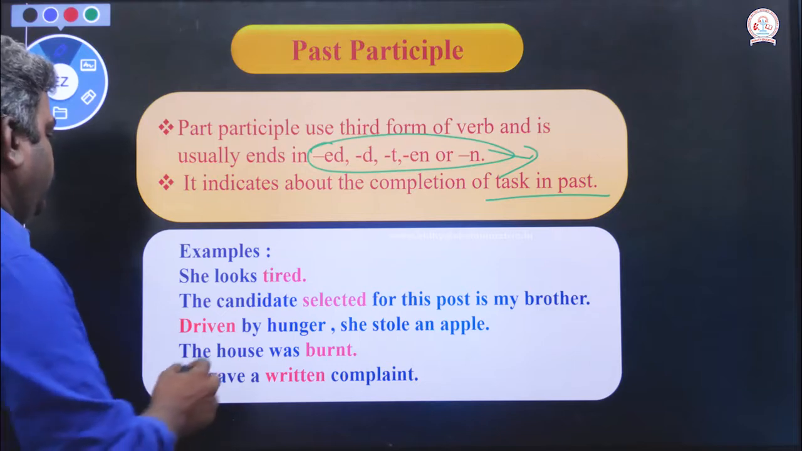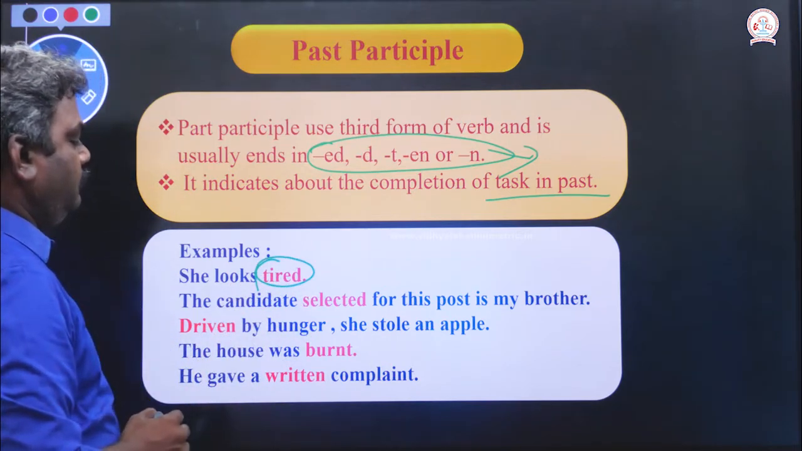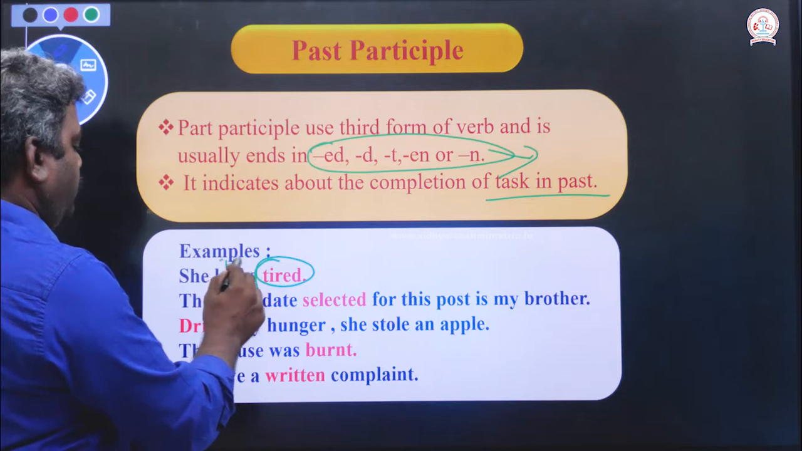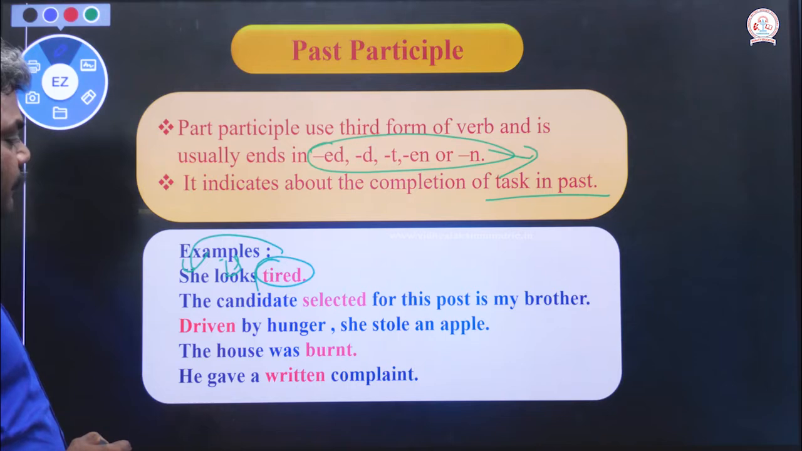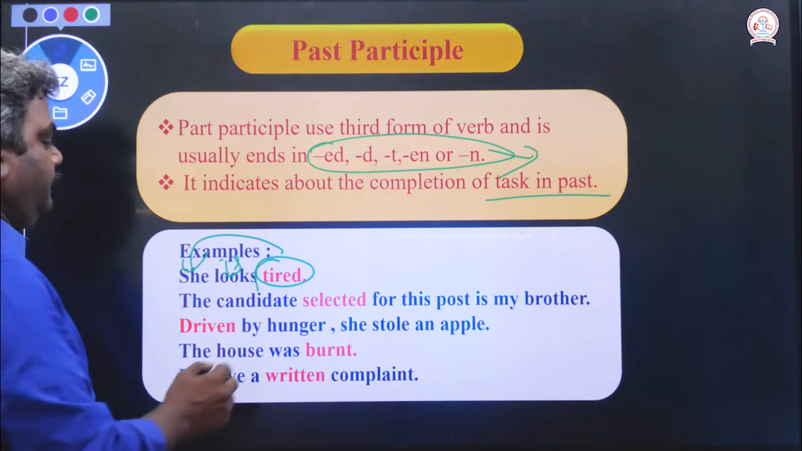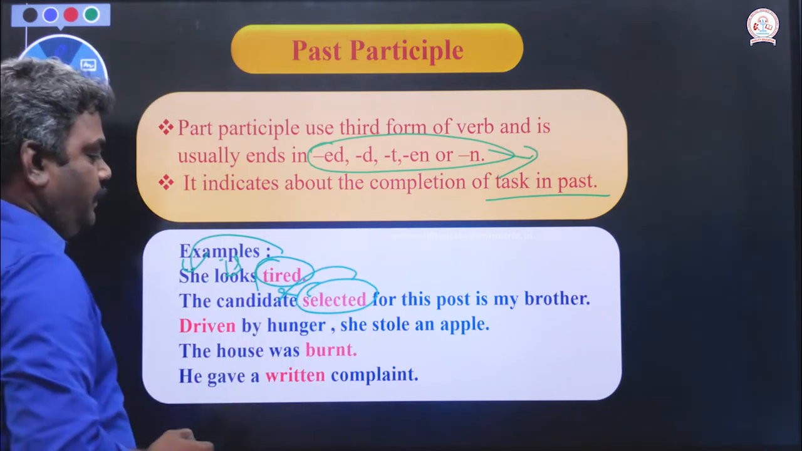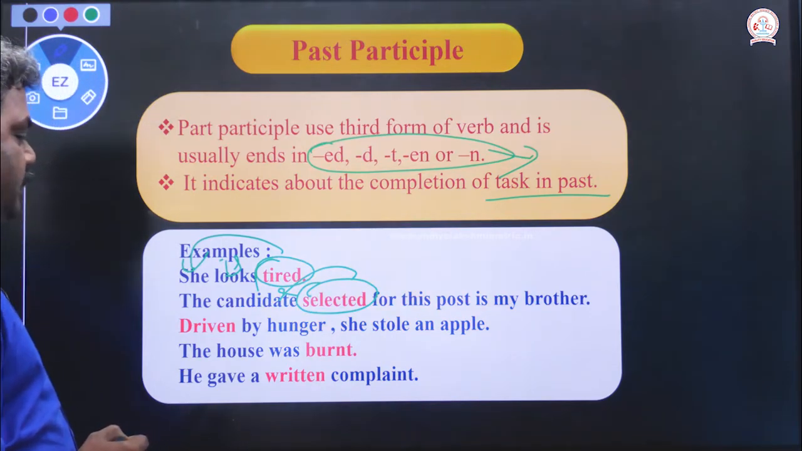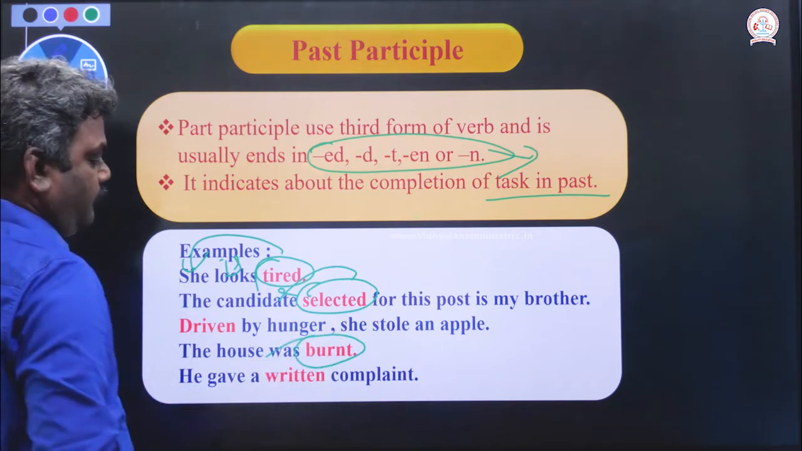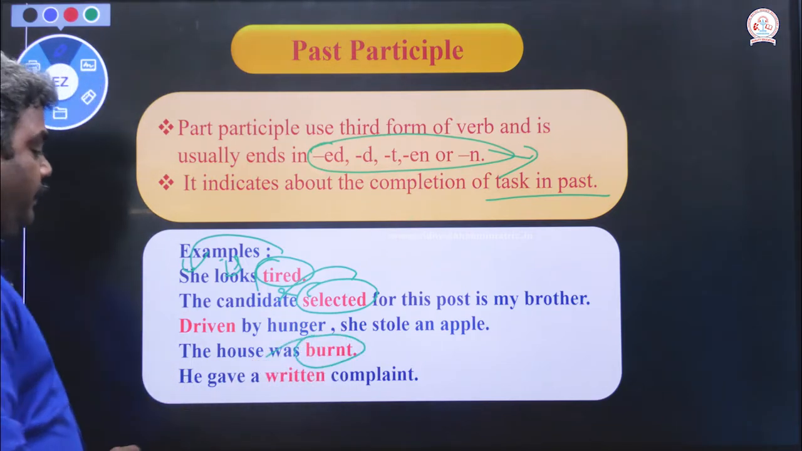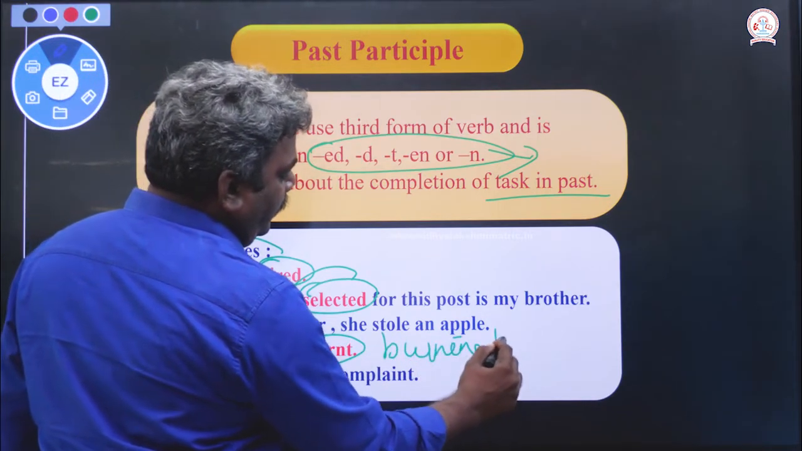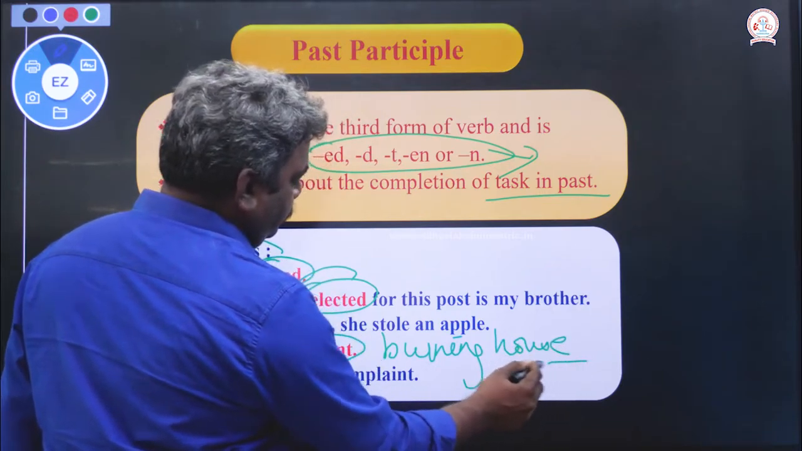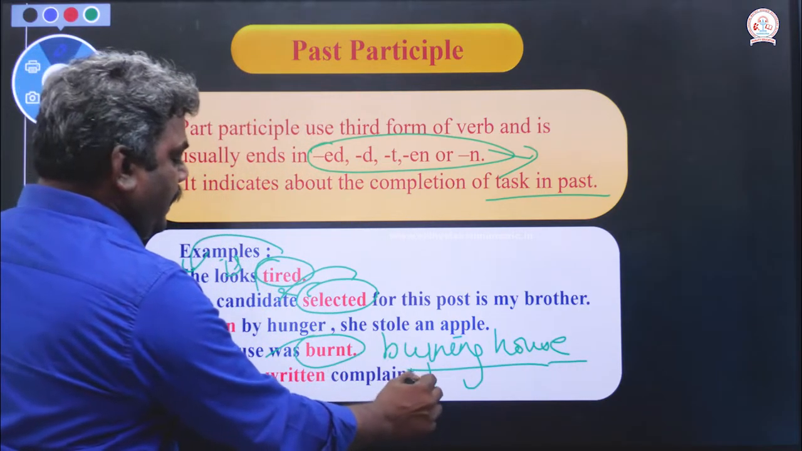Okay, "She looks tired." Which means that she is tired; it qualifies the subject. "The candidate selected for this post is my brother." "Selected" qualifies the person. "Driven by anger, she stole an apple." "The house was burnt." Okay, V3. As well as you can write "burning house". This is an adjective.